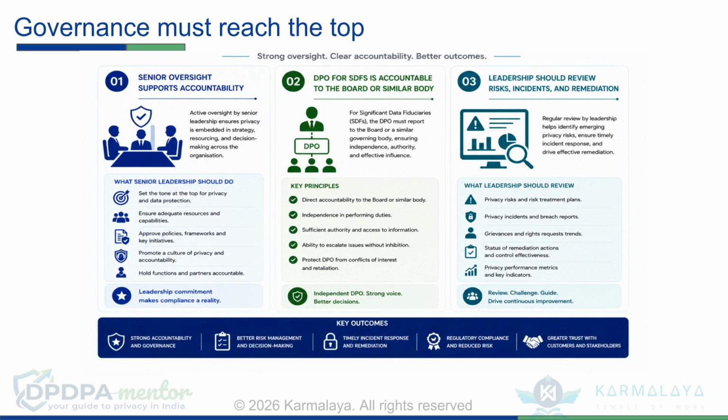Finally, governance must reach the top. Senior leadership commitment is crucial for ensuring privacy is embedded in your organization's strategy and culture. Privacy governance is stronger when leadership receives meaningful reporting and drives remediation. This is particularly important for higher-risk organizations, where privacy issues can become operational, reputational, and regulatory events.